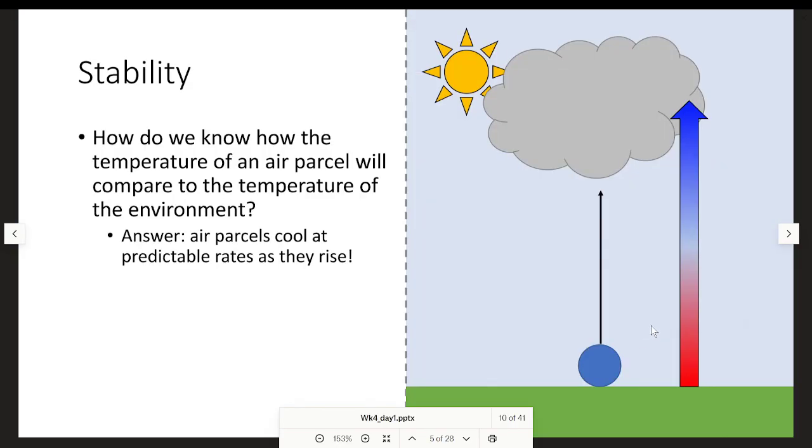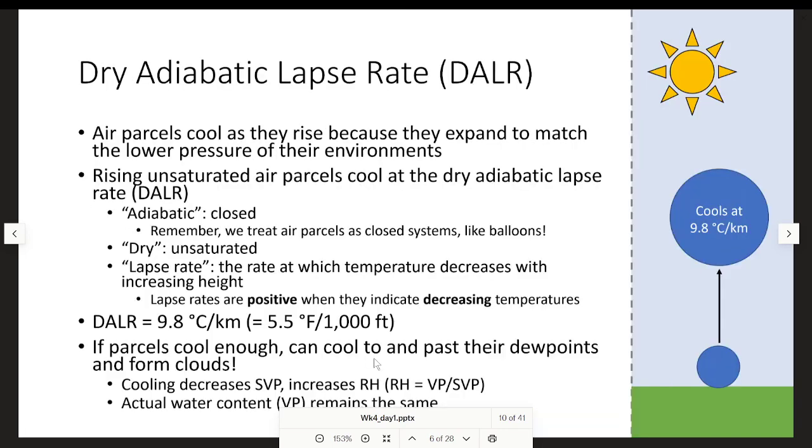Stability. We're still talking about it. So how do we know how the temperature of an air parcel will compare to the temperature of the environment? The answer: air parcels cool at predictable rates as they rise, especially if they're dry. And you can also look at a sounding, like a weather balloon, and it will also tell you what will happen. Oh man, okay, a lot of text, but we'll get through it.